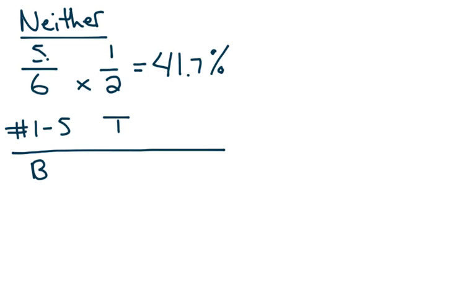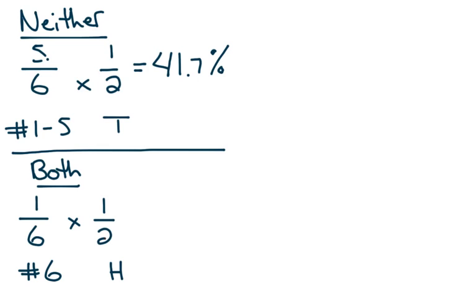The probability that both outcomes happens, well, to do that, we would need to get both a 6 and a head. How many 6s on a die? Well, there's 1 out of 6 total sides. Heads on a coin, 1 out of 2 total sides. We multiply those, we find the percentage, and there's an 8.3% chance that both outcomes happen.